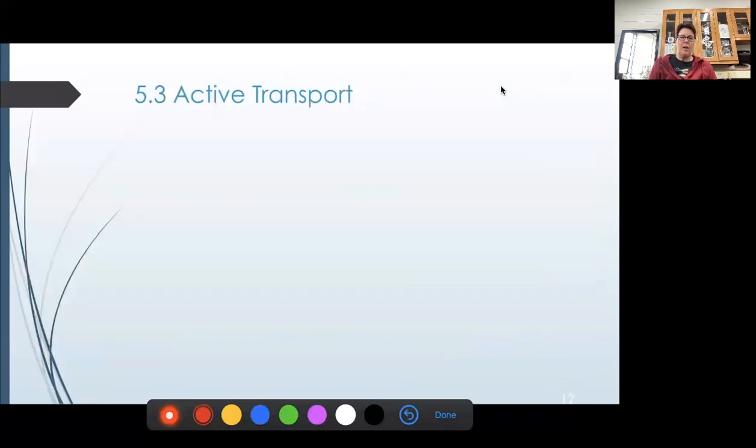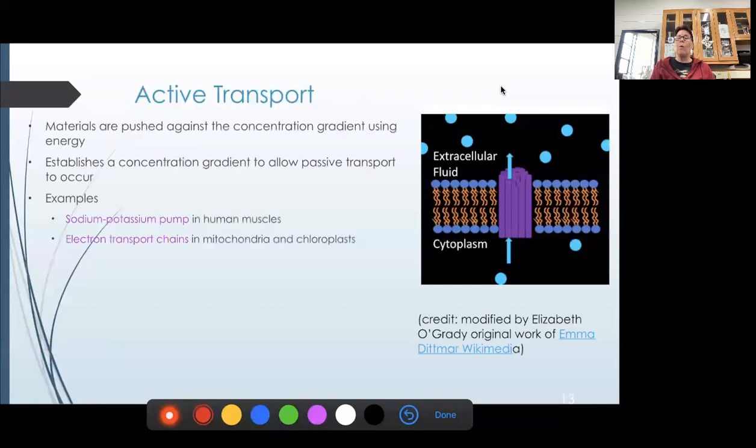Then the next, so we had passive. So passive is where we weren't using any energy. We were moving with the concentration gradient. Sometimes we need to move against the concentration gradient. We need to be active. And to be active, we're going to go uphill. And so notice I have less concentration here, but I'm moving it into the more concentrated area.